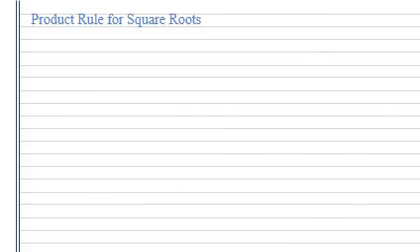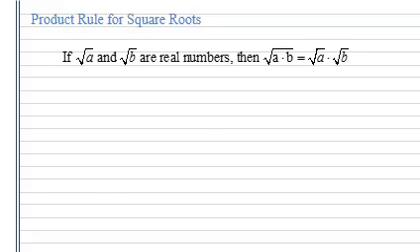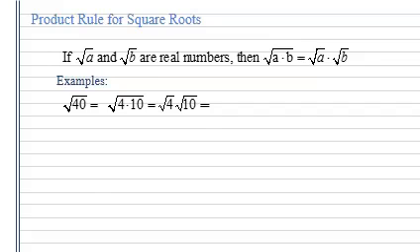And the product rule for square roots: if radical A and radical B are multiplying, you can split the radical. You know this. I'm just going to remind you of this. We already learned it last week. So we can split the radical and put the final answer.